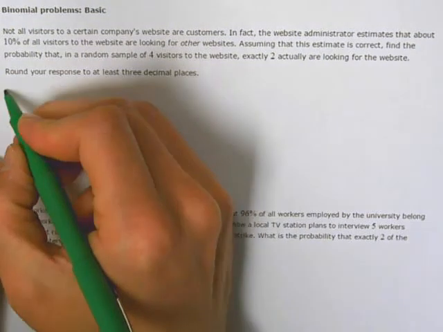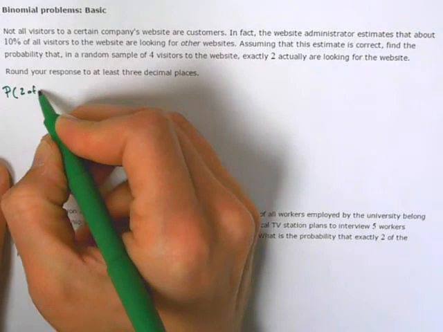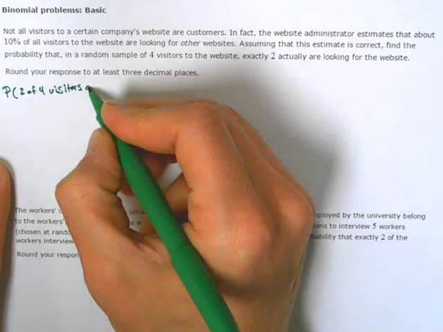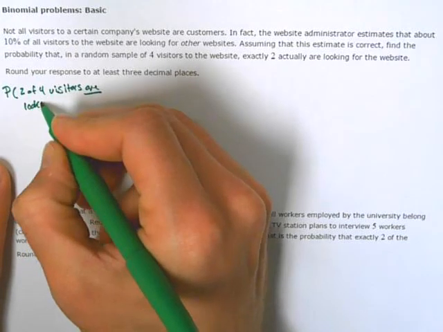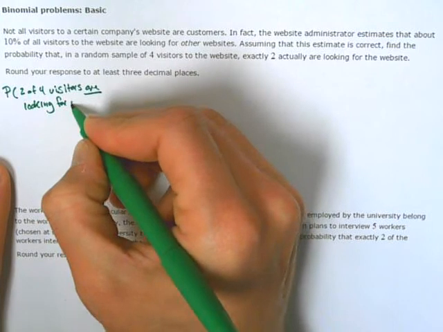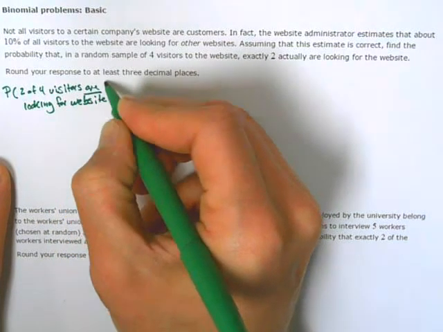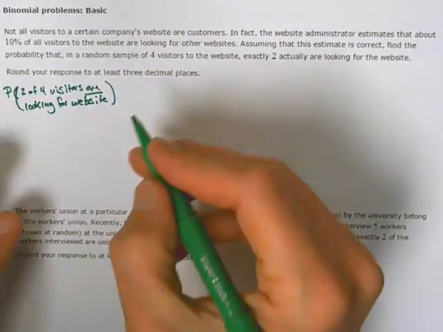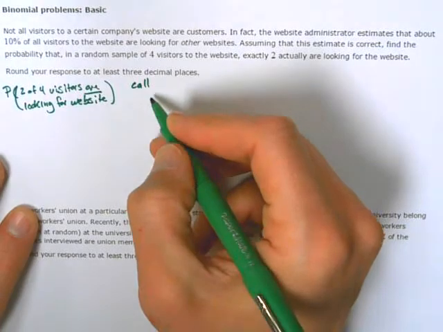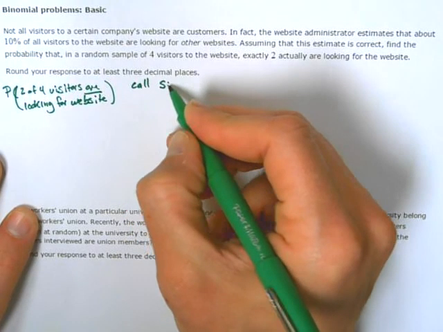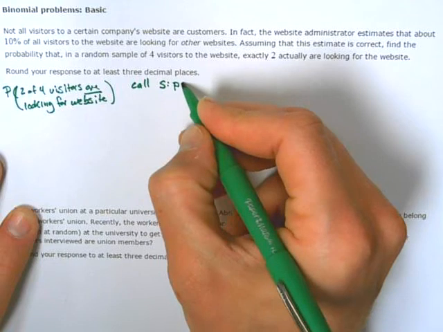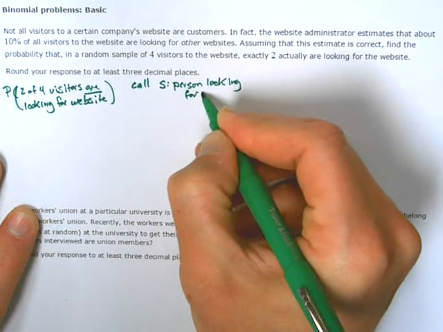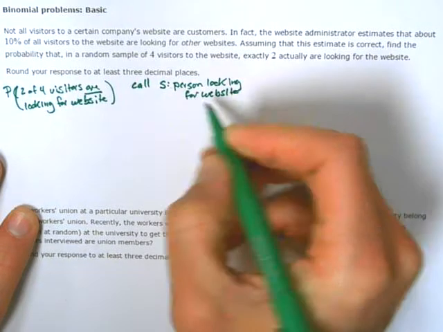So we want to find the probability that 2 of 4 visitors are looking for that website. That's the probability that I'd like to find. Let's call S a person looking for the website, as in a success.